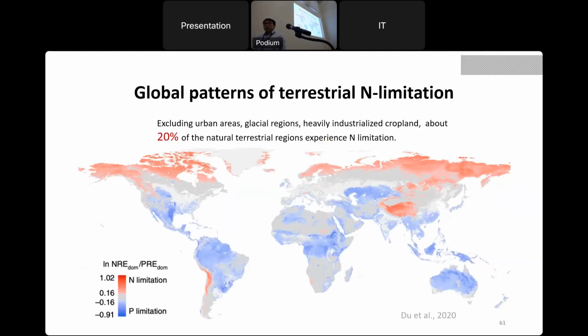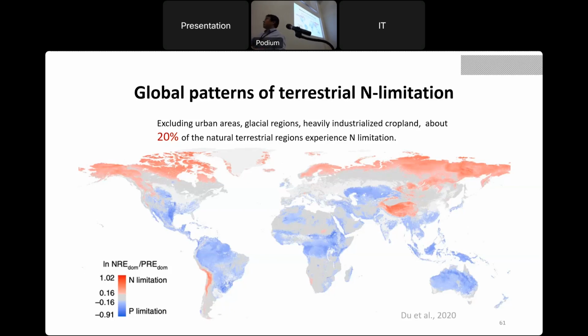Well, from a global point of view, across the world, I'm including all those urban areas, glacial regions, and heavily industrialized crop soils, for example, the Midwest. There's still 20% of the natural terrestrial regions that experience nitrogen limitation and also phosphorus limitation as well. The nitrogen limitation is my focus here.